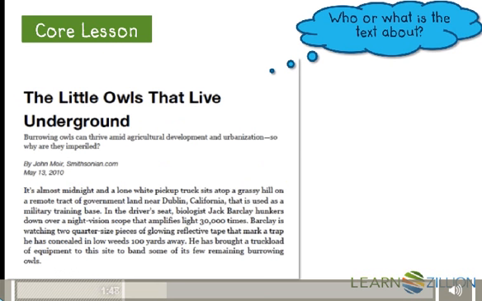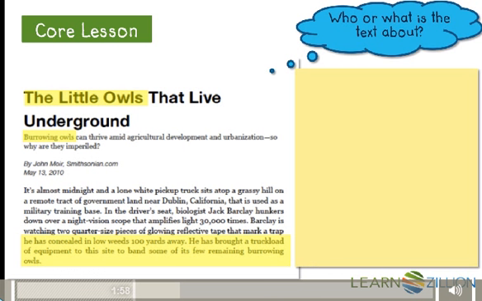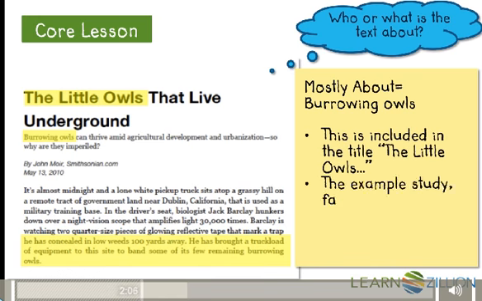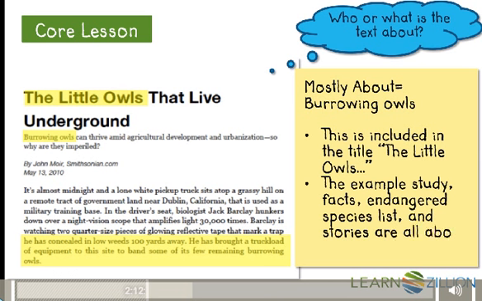So let's look at the first page, and I'm just going to do some quick highlights. The little owls I see in the title, burrowing owls in the blurb, and I see this short story about Jack Barclay, and he's also talking about the owls, so let's make some notes. So it seems to be mostly about burrowing owls, right? And I see this is included in the title, and I see the example study, the facts throughout. It talks about endangered species lists, and all of these stories about different communities, and they're all about burrowing owls. So looking at my first page and looking throughout the text, I can say it's mostly about burrowing owls. So my topic, that first step, is that the text is mostly about burrowing owls.